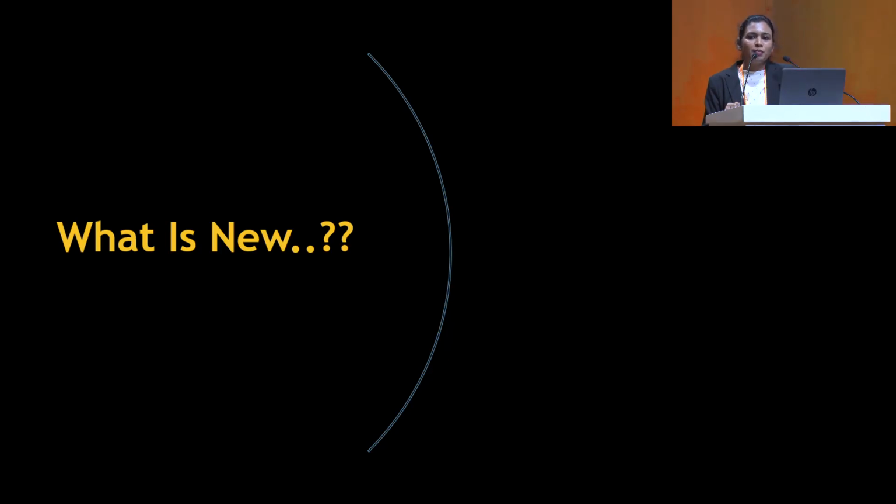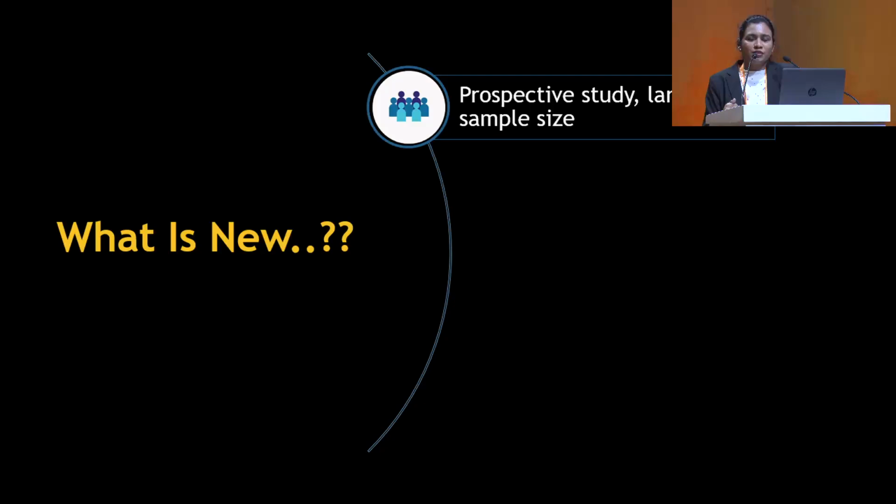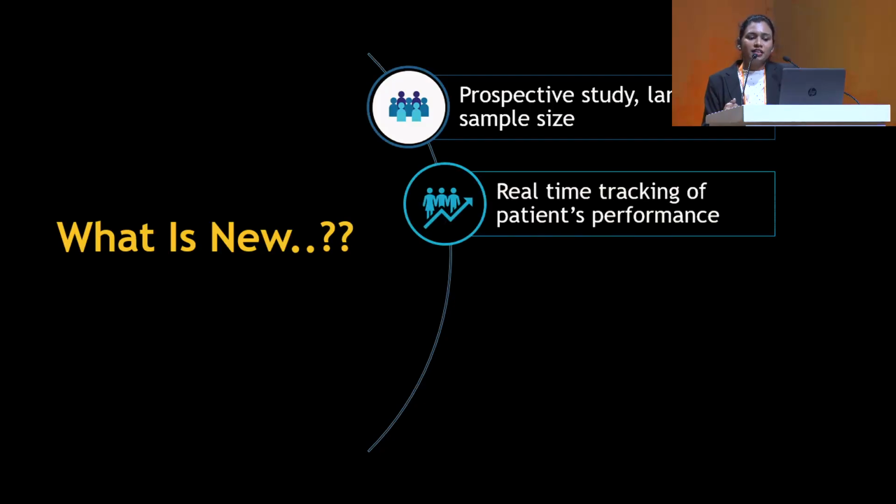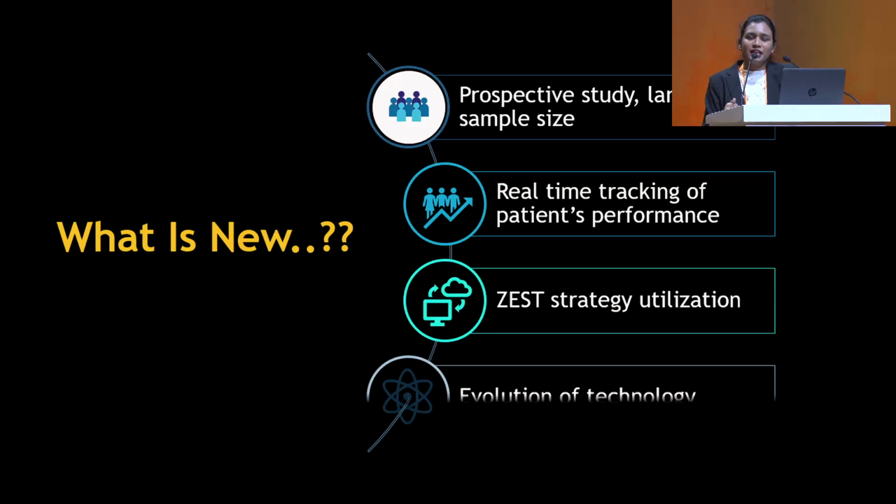VR perimetry has been in the market for quite some time now, so what new thing are we bringing to the table? This is a prospective study, and to the best of our knowledge has the largest sample recruited so far. There is real-time tracking of patients' performance. Z strategy is being utilized, and we can see that there is definite evolution of technology, which started off as a supra-threshold yes or no, pass or fail test, and has become very much comparable to standard automated perimetry.